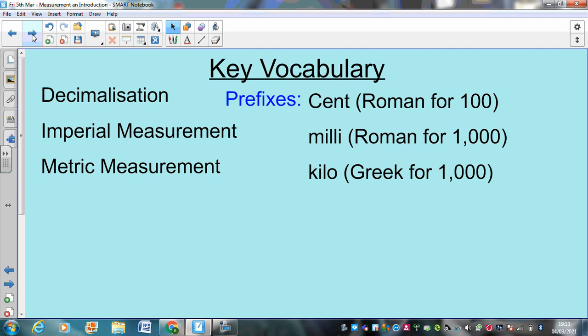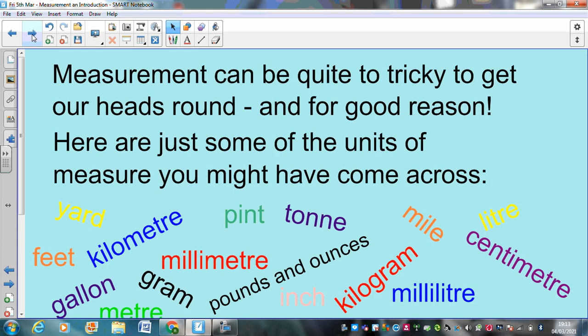Then we're going to use the prefixes cent, as in centimetre, and cent is Roman for 100, century, centurion. Then we have milli. Milli is Roman for 1000, millimetre, millennium, and kilo. Kilo is a Greek word. Kilo is Greek for 1000, kilometre, kilogram. So we're going to learn about more of those a little bit later on.